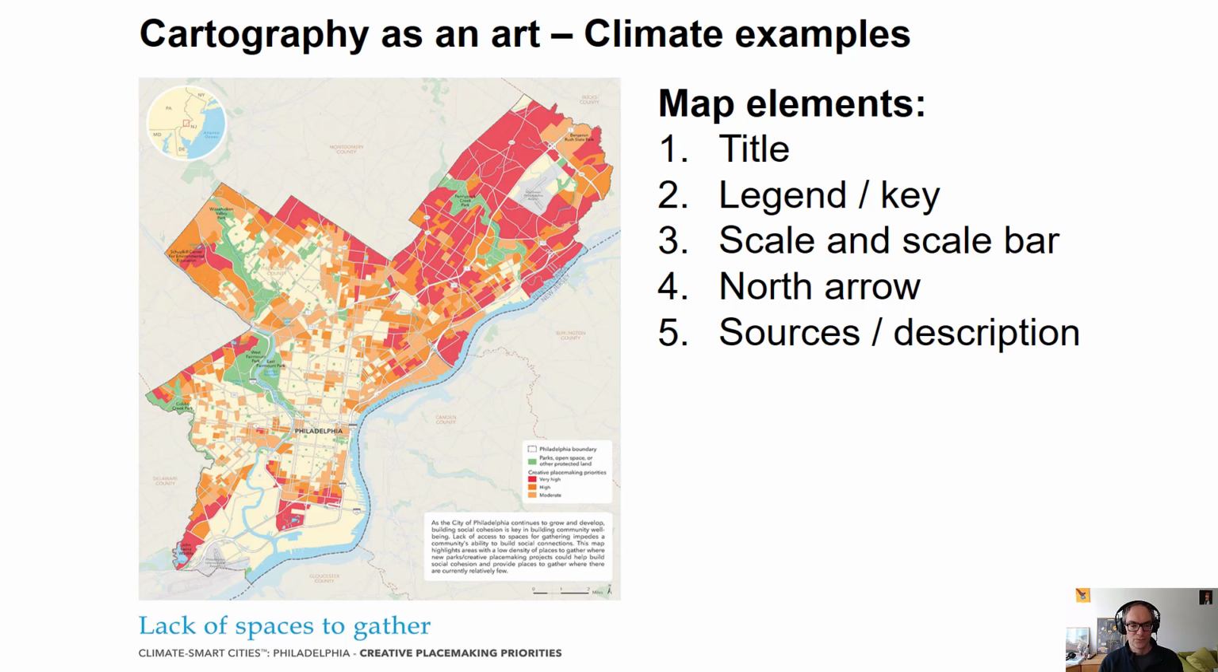Here we have a zoom into one of these maps, and again you can see it has a title, Lack of Spaces Together. A pretty smart title, with a little pun included. It has a legend from green to the gradient yellow to red. So here we have a combination of gradient and distinguished colors. We have a scale bar in miles because it's an American map, a north arrow, and the source or description in a little explanatory text.